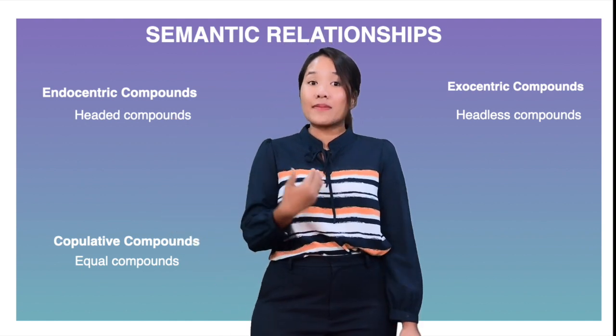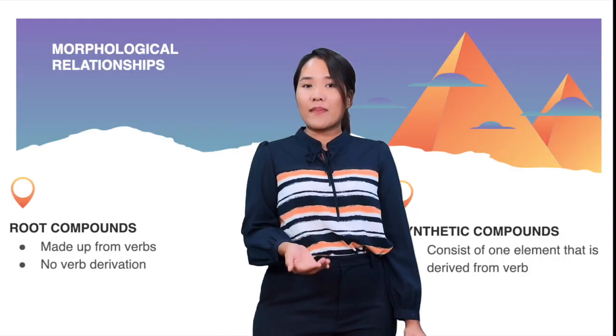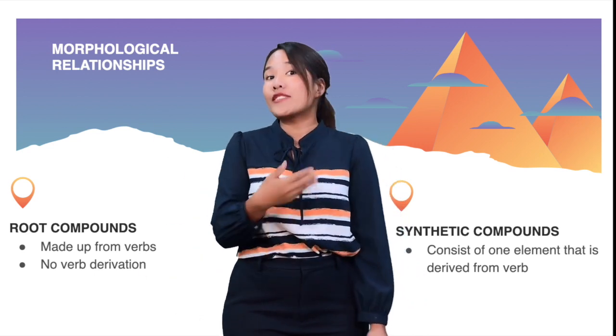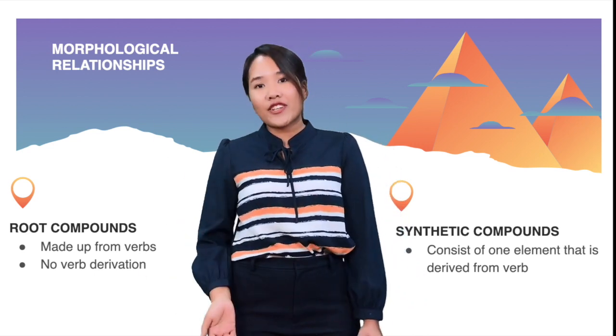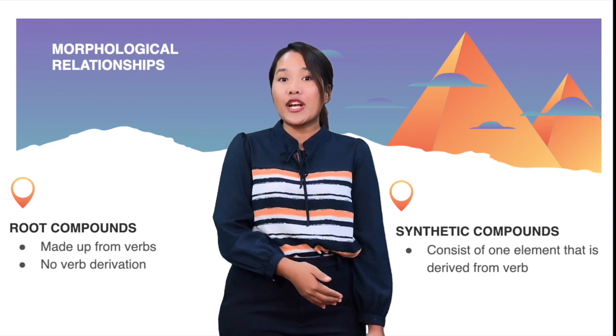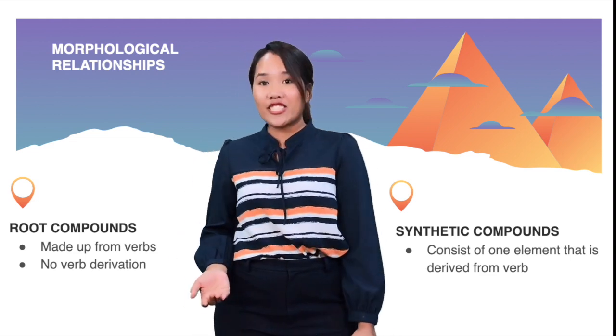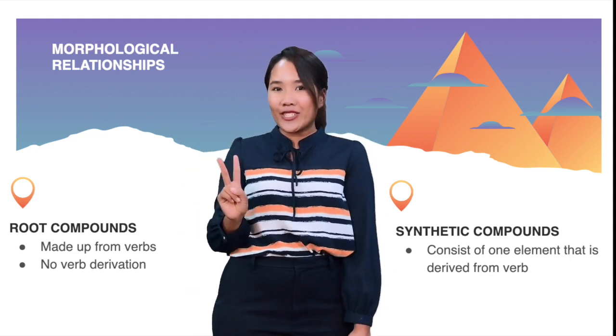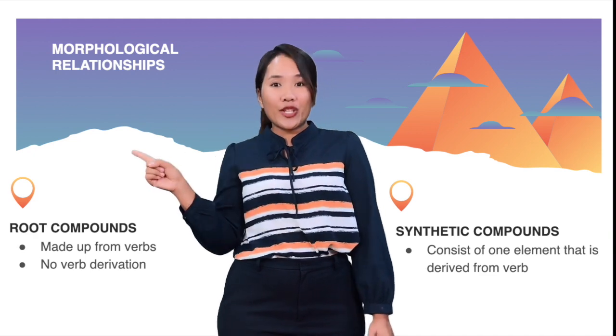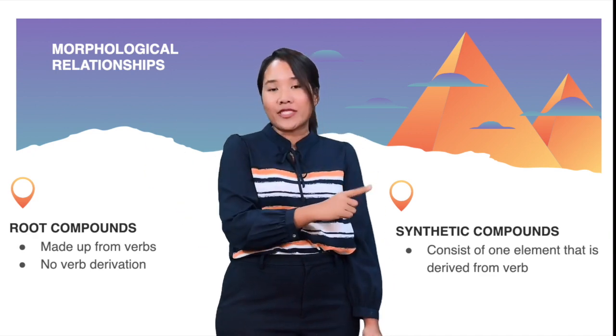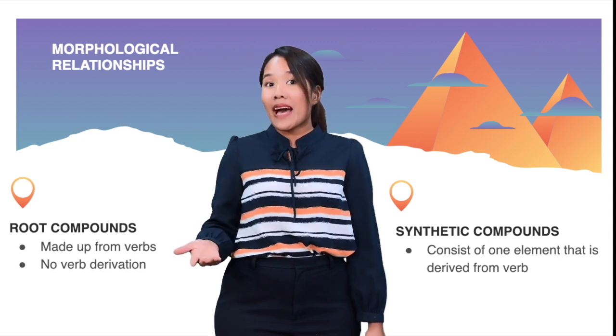Now, having explained semantic relationships, let's move on to consider the final topic that we are going to study in this chapter, which is morphological relationships. There are two types of morphological relationships, which are root compounds and synthetic compounds. Let's begin with root compounds first.